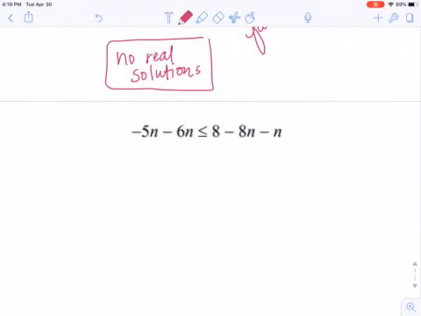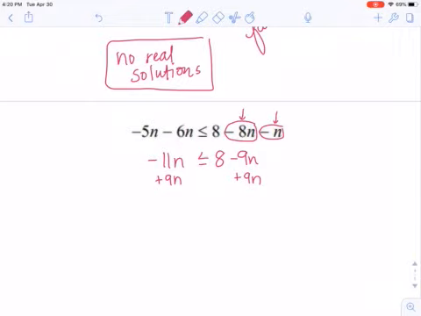Here's another one. This one is an inequality, which is also in Unit 1, but you're going to solve it using the same steps, okay? You want to combine like terms on each side first. So over here I have negative 11n is less than or equal to 8 minus 9n. You want to move all your variables to one side, so I'm going to add 9n to both sides here. Remember, back up here, the sign is in front of the term. So this is a negative 8n, this is a negative n, which is why I got negative 9n.